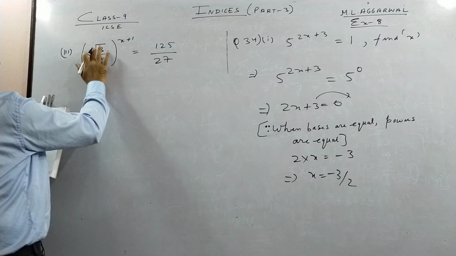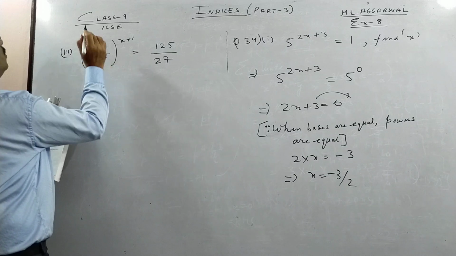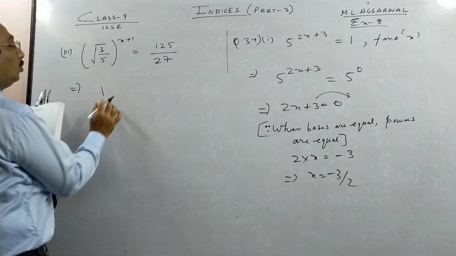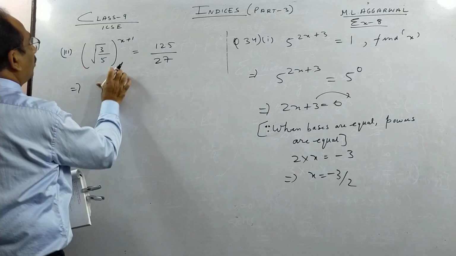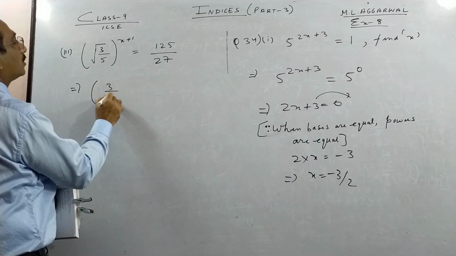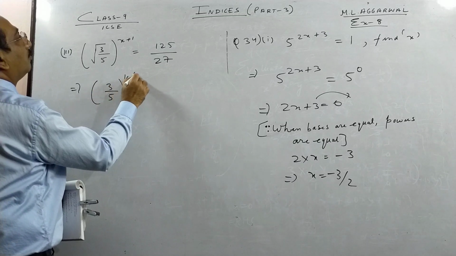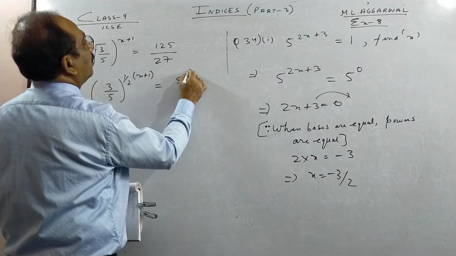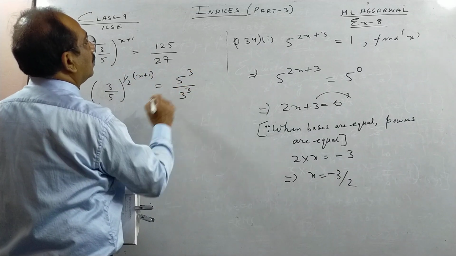So here we move on to one tricky question. Here this is a whole root. See what we have to do. Root means, if you see part 1 of my video lesson, root means to the power half, and this side we get 5 cube by 3 cube.